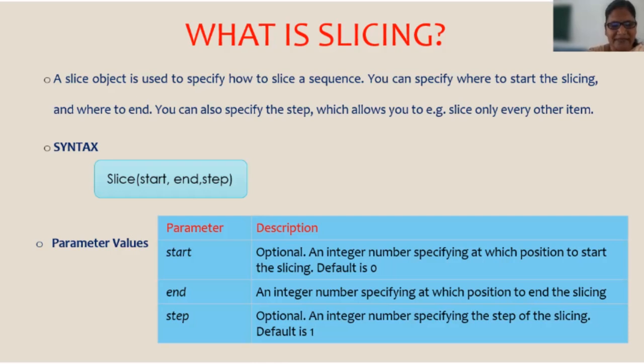The next parameter is end. An integer number specifying at which position to end the slicing. The third parameter is step. It is also optional. An integer number specifying the step of the slicing. Default is 1.